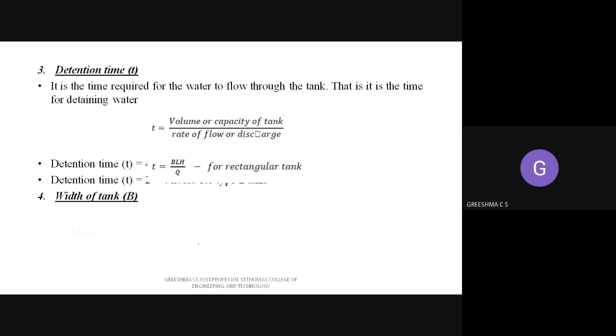Next one is detention time. What is that? There are two definitions: one is the average time taken by a particle to travel from the inlet to the outlet, and the other is the average time taken by a particle to settle. Here we define it as the time taken for water to flow through a tank, called the detention time in the plain sedimentation tank. Normally it is taken as volume divided by rate of flow, or discharge.